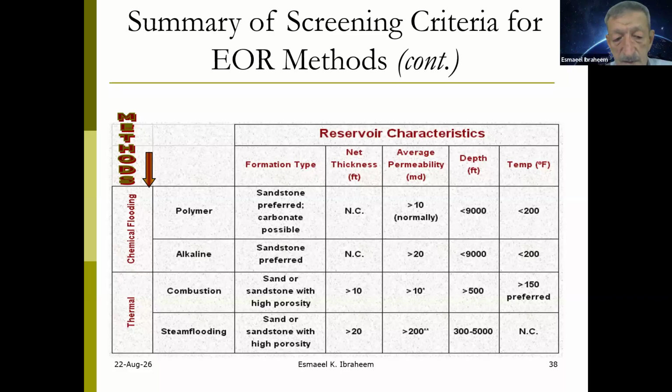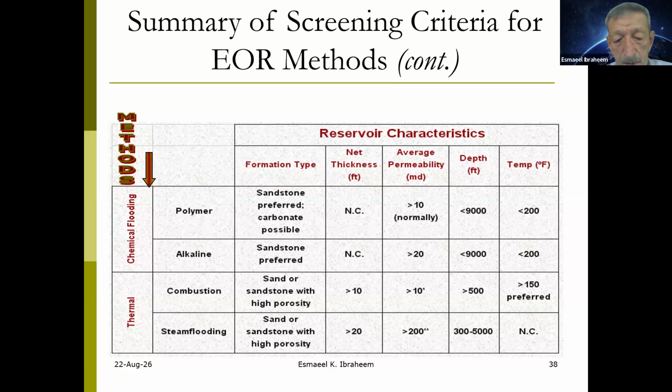And so on for the others. This is in case of chemical flooding. Polymers, alkaline: sandstone preferred. Net thickness not required. And average permeability is greater than 20 or greater. The depth is less than 9,000 feet. Temperature is less than 200 degrees F.